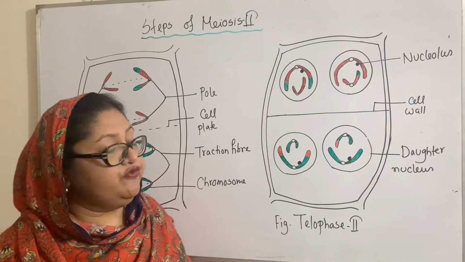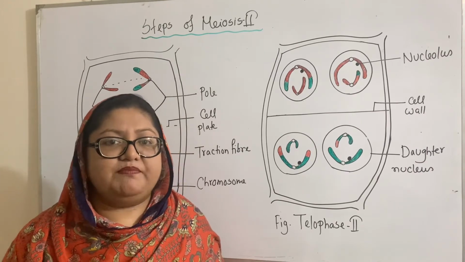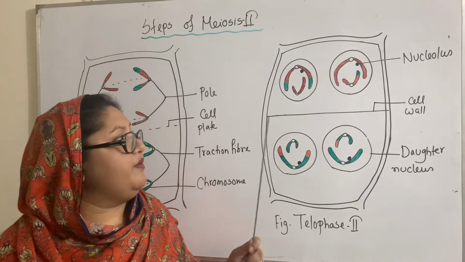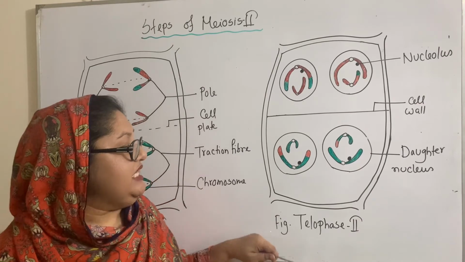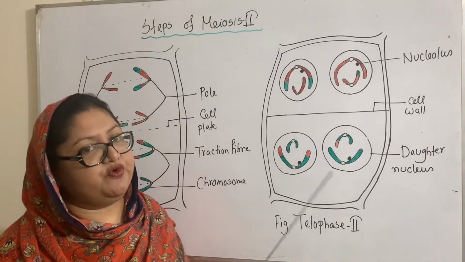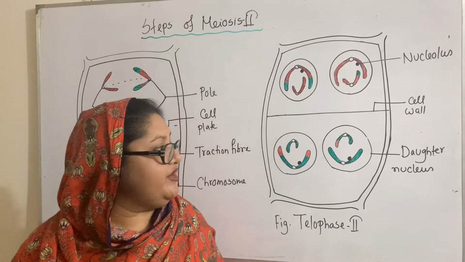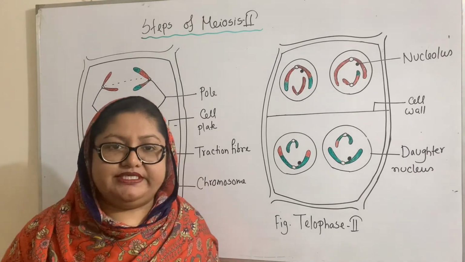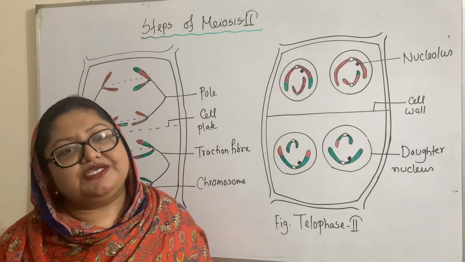So in telophase 2, 4 nuclei are produced, which are not similar to the parental or mother nuclei, because the mother nuclei had the chromosome number in diploid state, but you can see here the number of chromosomes is half. They are also dissimilar in their characteristics due to the crossing over that occurs in prophase 1. After telophase 2, cytokinesis occurs, and these 2 phases, meiosis 1 and meiosis 2, help in the production of 4 haploid cells from a diploid mother cell. So my dear students, this is all about the steps of meiosis II cell division.